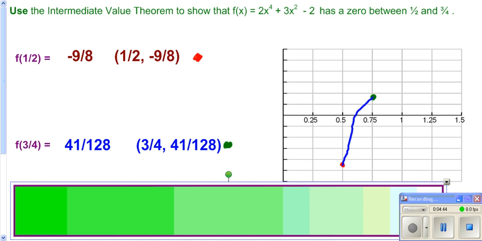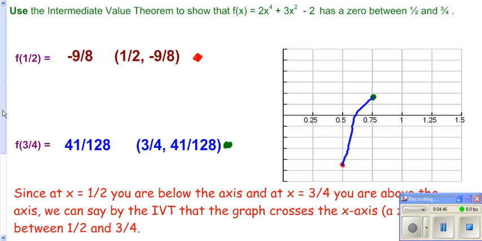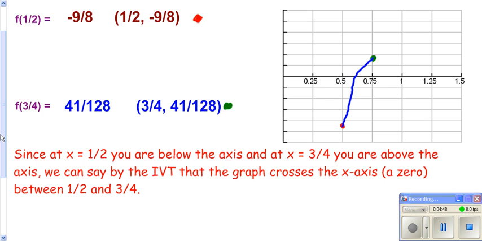So that's what we basically want to write out. We want to write out and say that since at 1/2 you're below the axes, and at 3/4 you're above the axes, we can say by the IVT, meaning the intermediate value theorem, that the graph crosses the x-axis, meaning has a 0 between 1/2 and 3/4. And you can anticipate having a problem like this on your test.